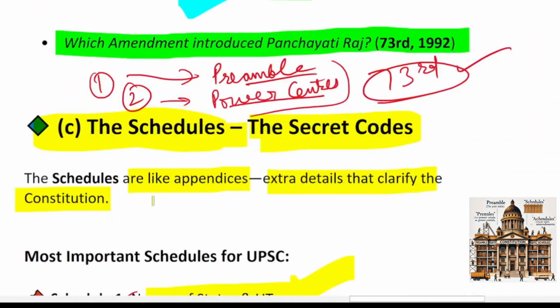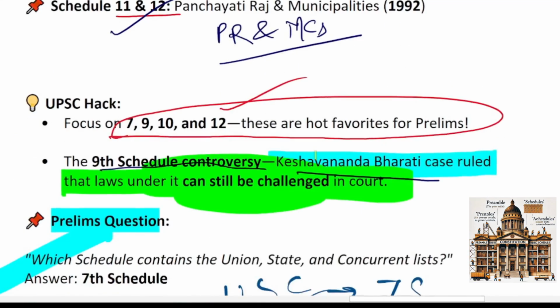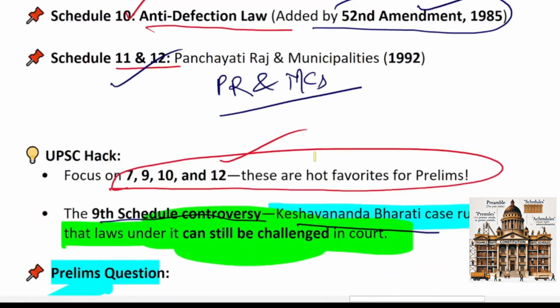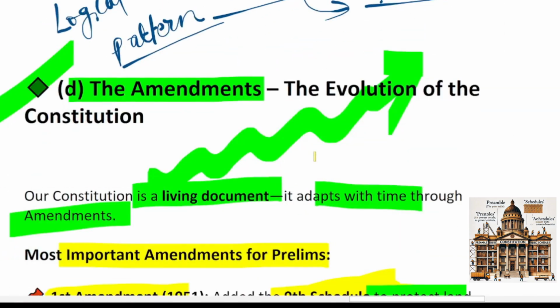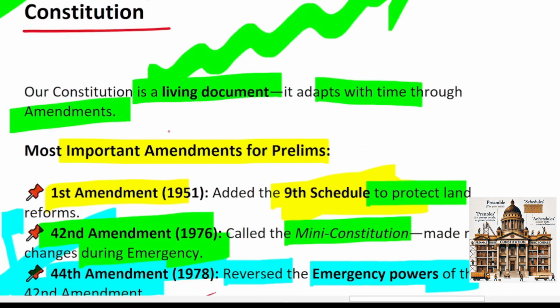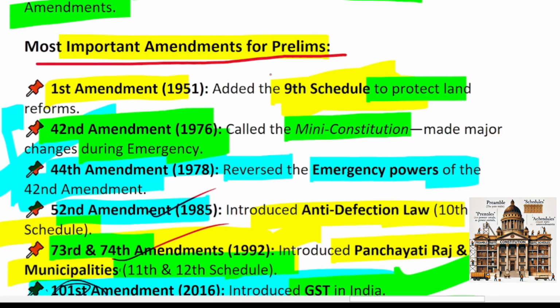We understood it as the secret codes to unlock the constitution. These are the important schedules for UPSC. And the fourth most important element of this structure of the constitution is the amendment. We understood it as the evolution of the constitution, and mostly we understand the evolution of the constitution in terms of amendments. So remember these important amendments.